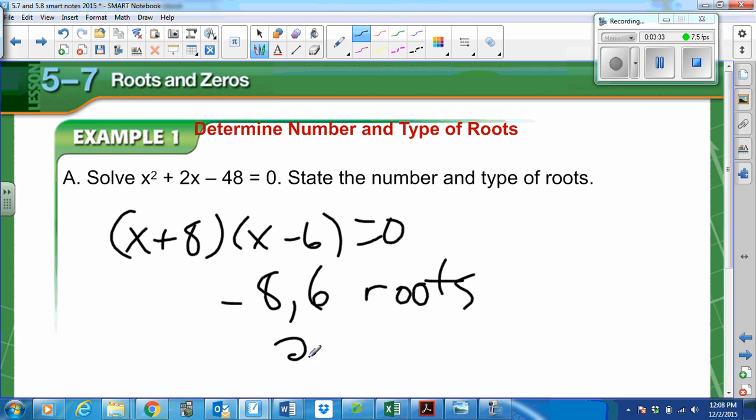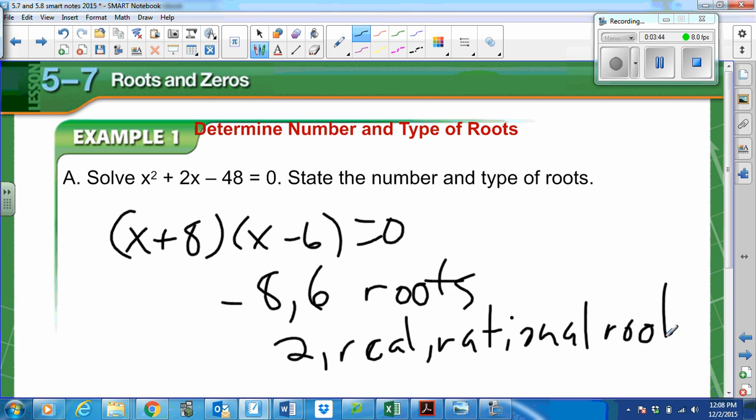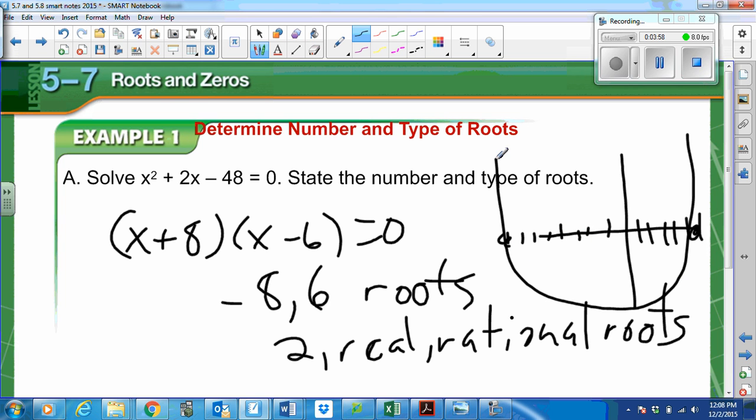So we have 2 real rational roots. And you could put that in your graphing calculator, and if you did that, you would see that it's crossing the x-axis at 6, and it's crossing the x-axis at -8, and you'd have a parabola that looks something like that.